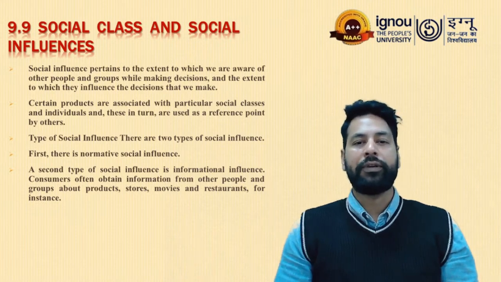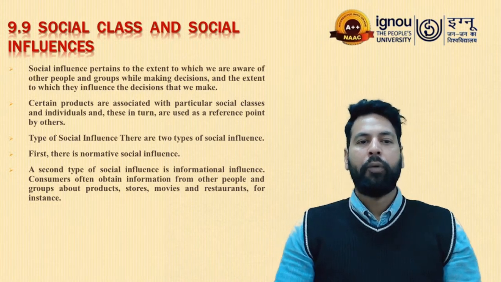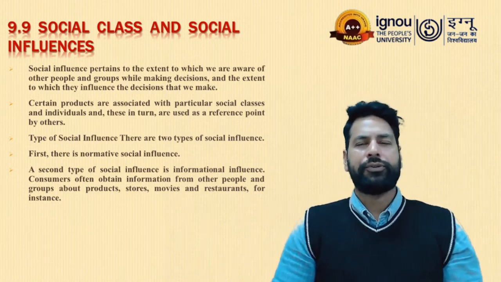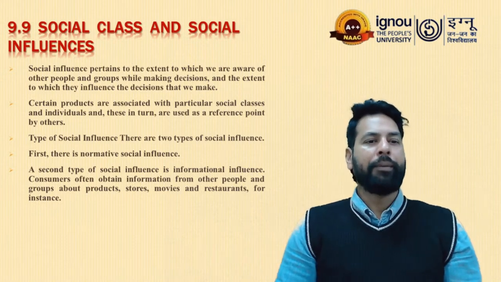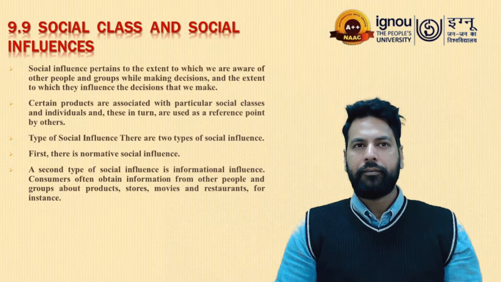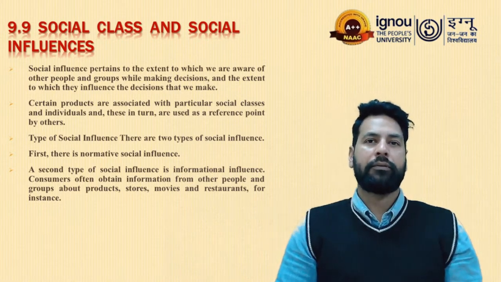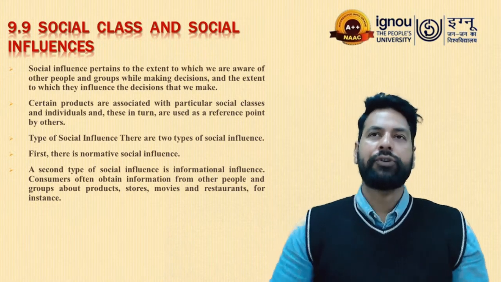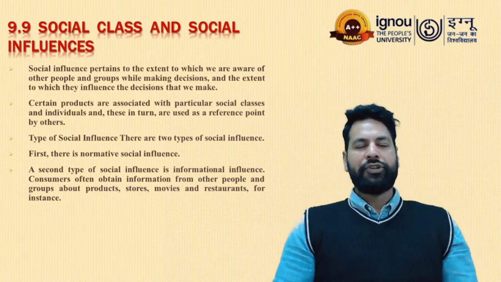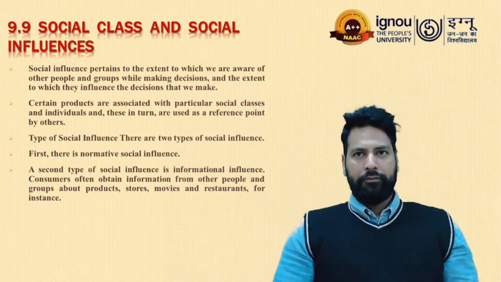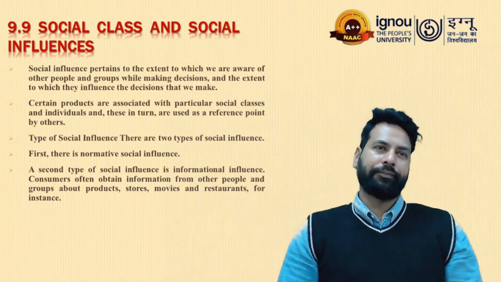First is normative influence, and second is informational influence. Normative means which are normal in the process. And informational, they're like, people try to get information from other people who are higher in society, who have got a higher social class or a strata of society, about anything, about product or services, and they try to follow it.